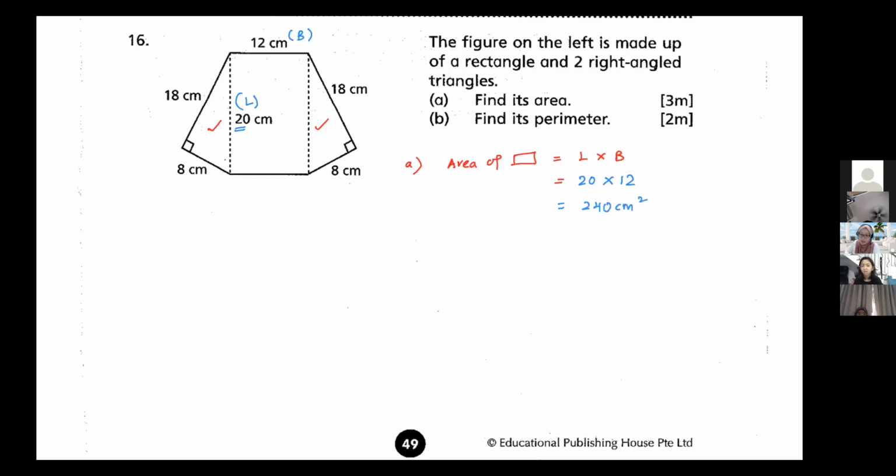I do not stop there because I still have two right angle triangles to find the area of. Area of triangles equals half times base times height. If you look at the triangle, the base is this and the height is this. You must always look at the right angle. When you want to know where the base and the height are, look at the right angle. The right angle will tell you where the joint is.